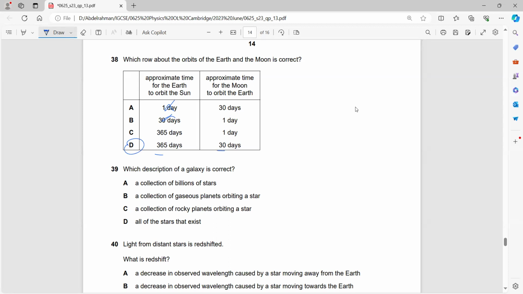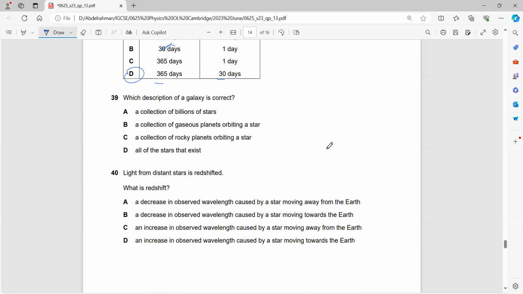Which description of a galaxy is correct? Collection of billions of stars. Collection of gaseous planets orbiting a star: no, this is a solar system. Rocky planets orbiting a star: no, again a solar system. All of the stars that exist: this is the universe.